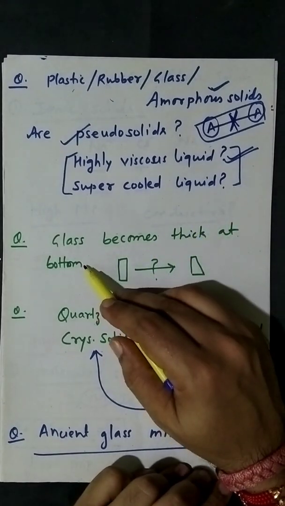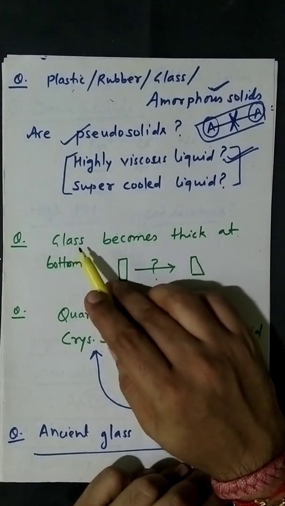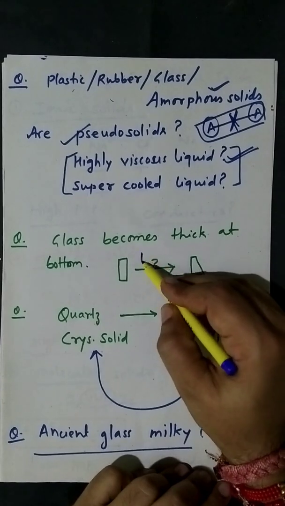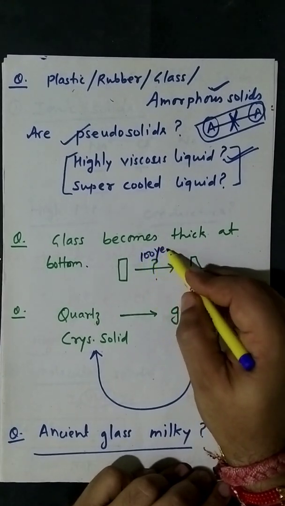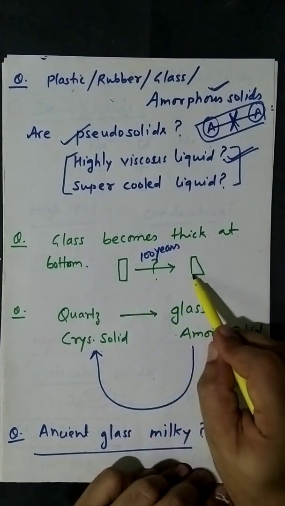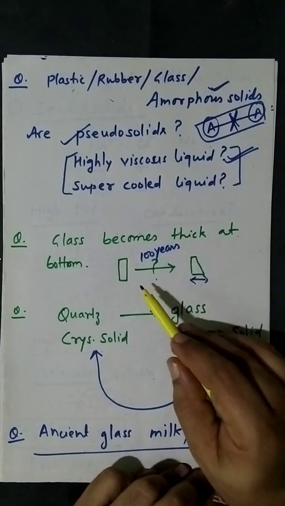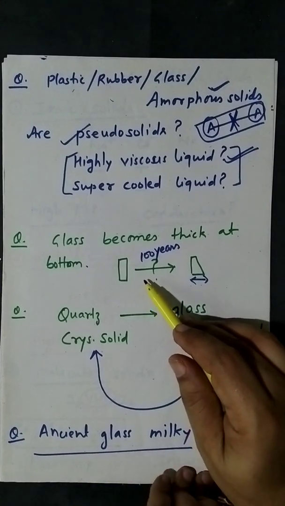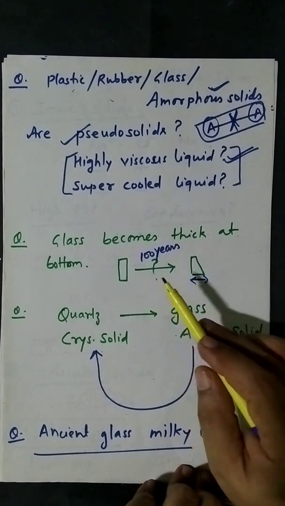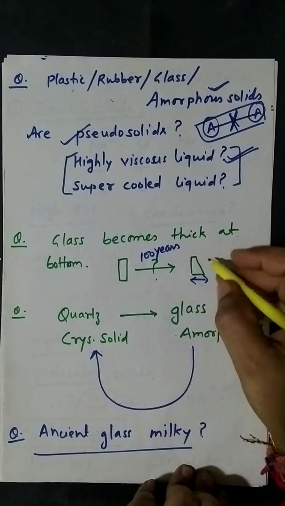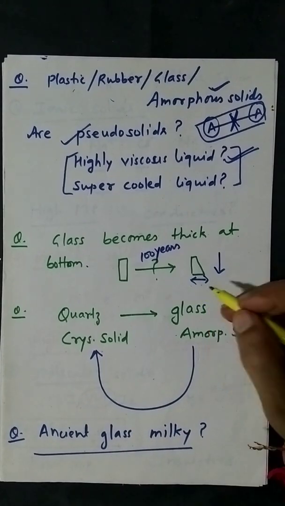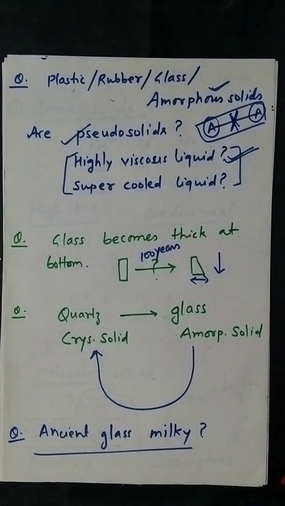In the same concept, you have another question, why glass becomes thick at bottom after a number of years. It may be after 100s of years. You can see the shape of glass change like this, it becomes thick at bottom. The reason is once again, you have to state glass is amorphous solid in which particles are in motion, particles move toward down because of gravity and that's why glass becomes thick at bottom after a certain number of years.